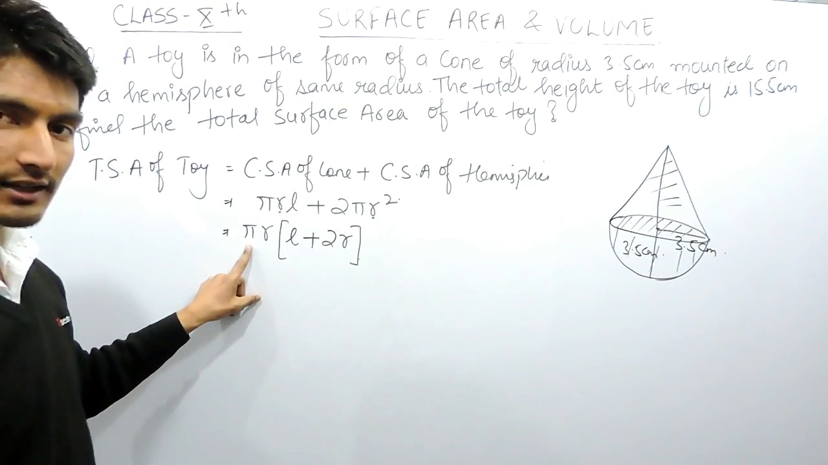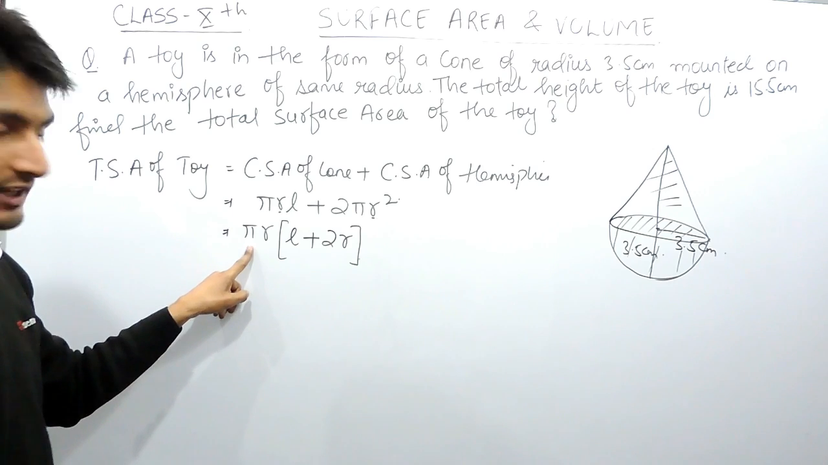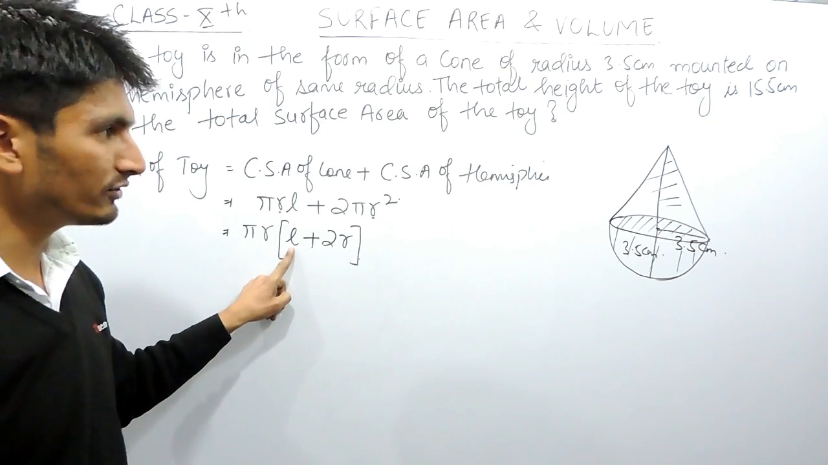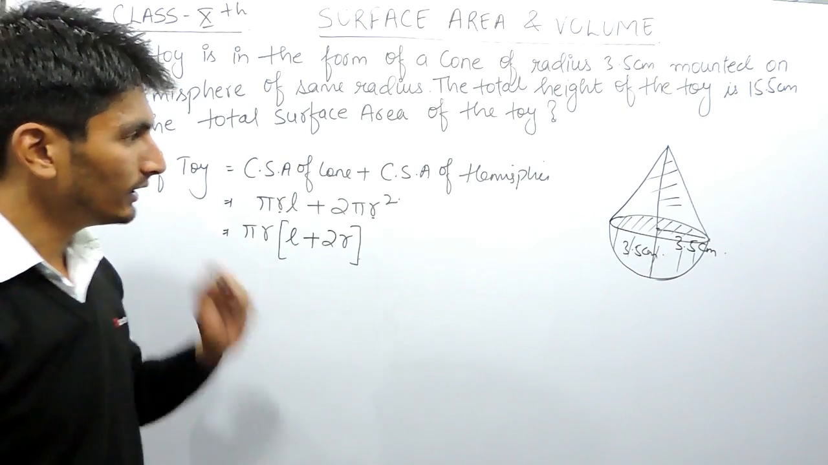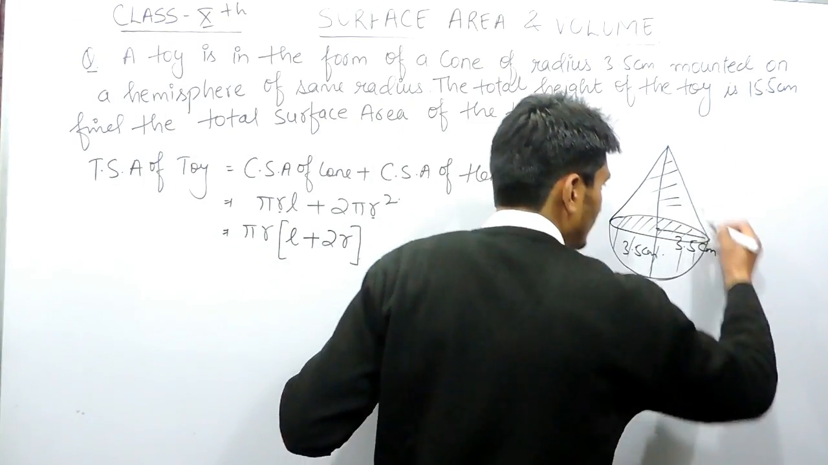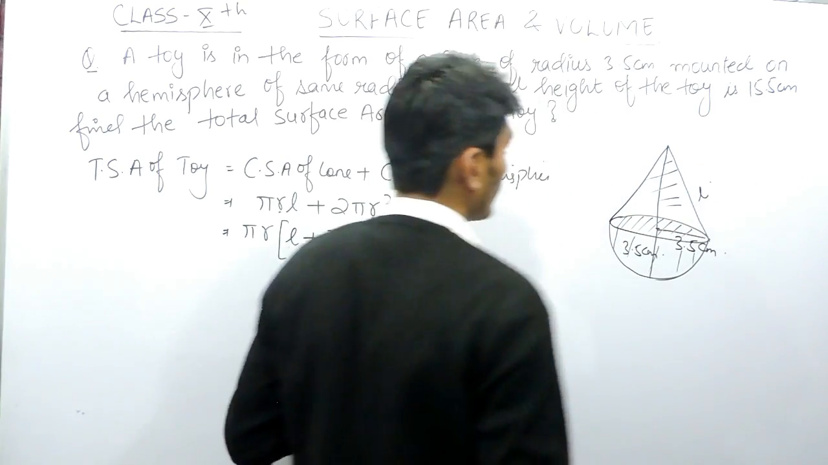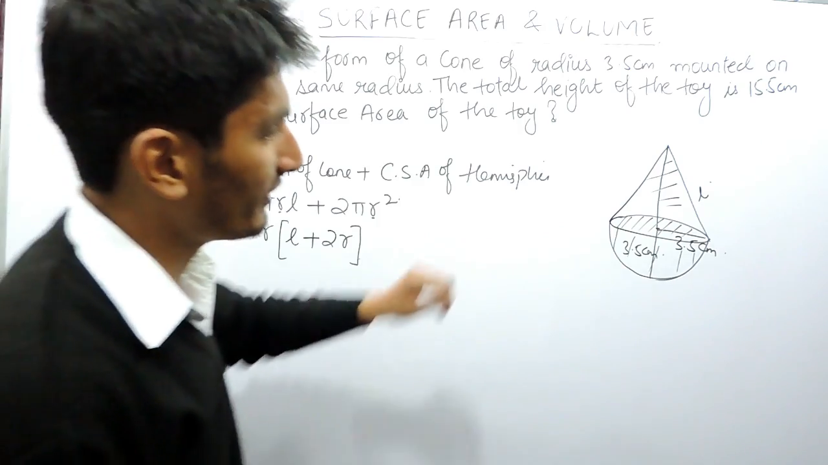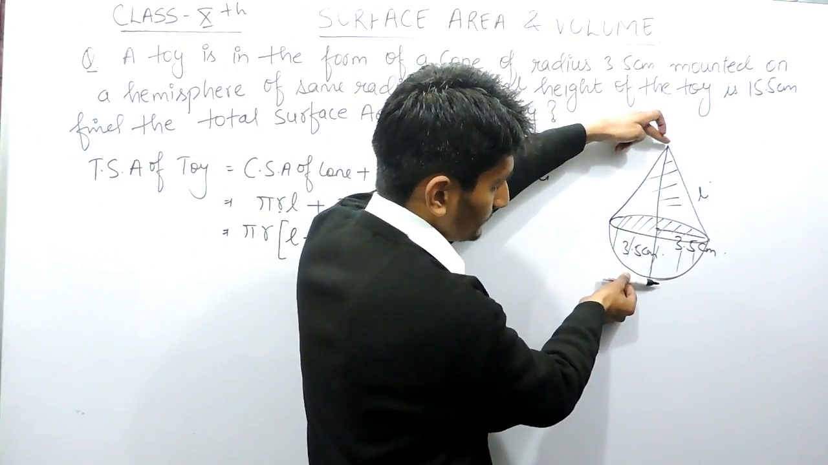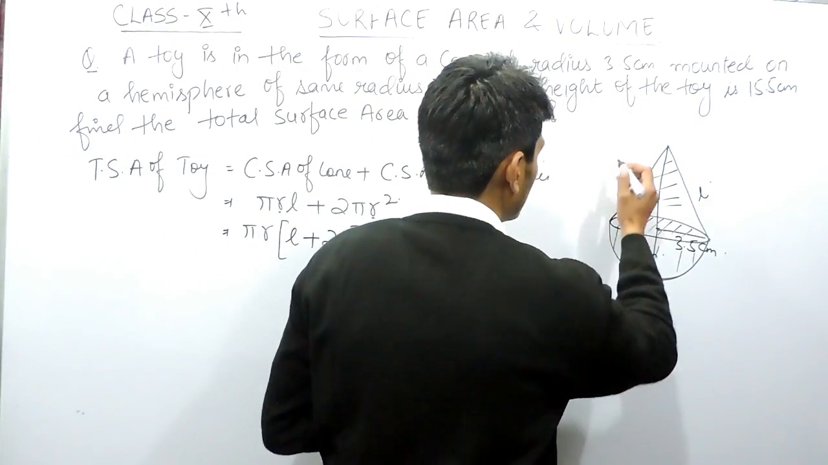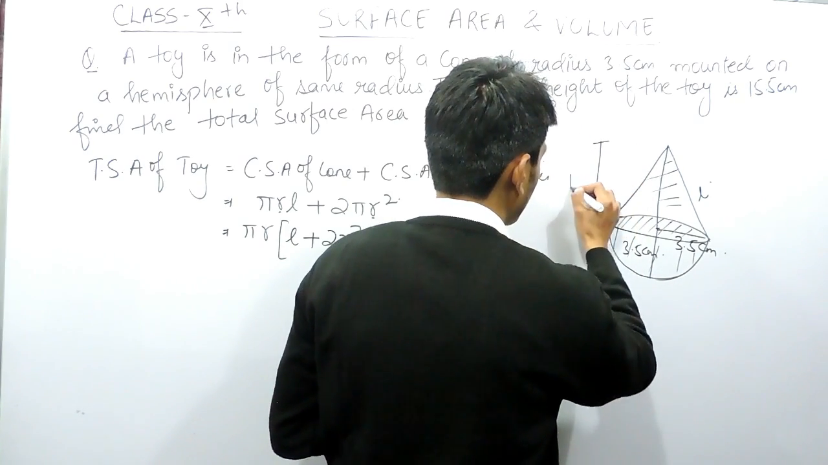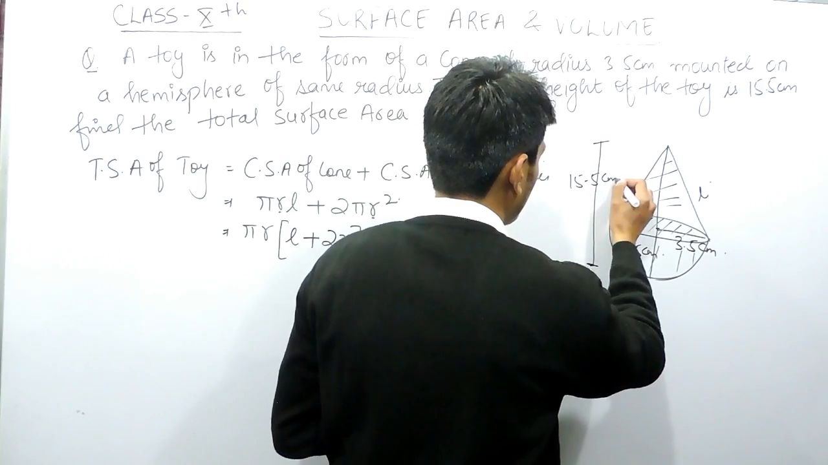Now, we know that the value of pi is 22 upon 7. Radius is given to you as 3.5. You need to find out the L, which is the slant height of the cone. For that, the total height of the toy is given to you as 15.5. This is the total height, given to you from this point to this point. This is given as 15.5 centimeter.